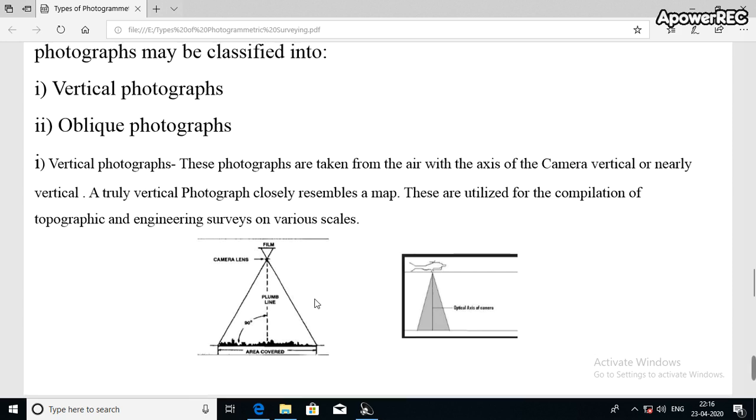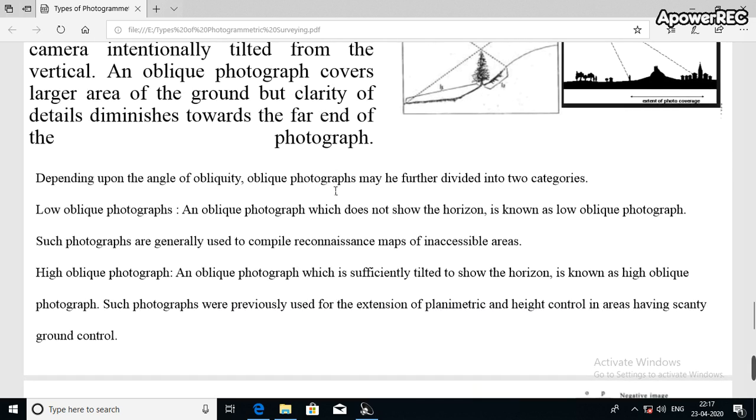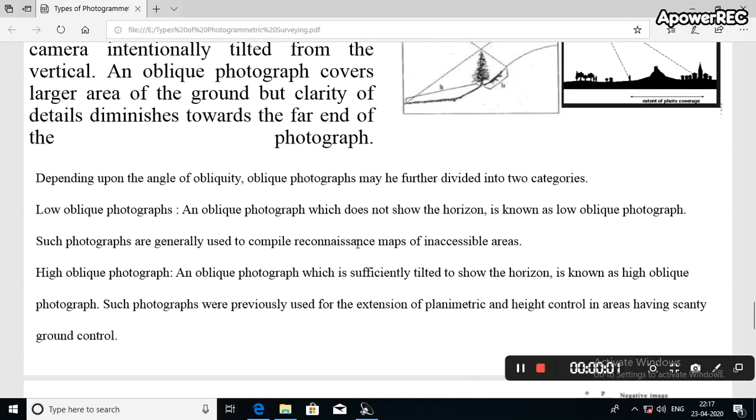Now, in case of the oblique photograph, the camera angle will be slightly varying. The photographs are taken with the axis of the camera intentionally tilted. The angle generally varies, but in most cases it is taken as 3 degrees. The oblique photograph gives us the advantage of capturing a larger area compared to the vertical photograph. Depending upon the angle of obliquity, it is of two types: low oblique photograph and high oblique photograph. If the angle is very high, it is known as high oblique, and if the angle is very less, it will be called a low oblique photograph.